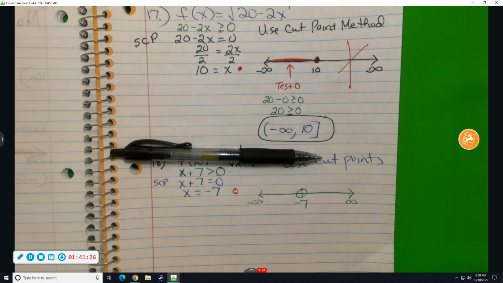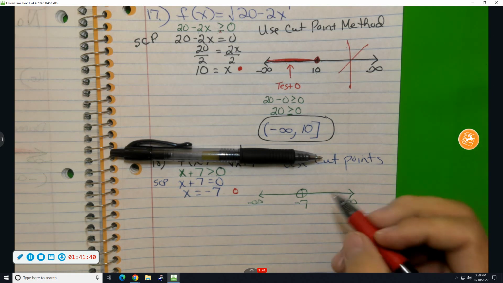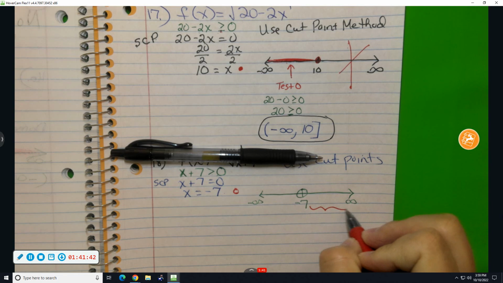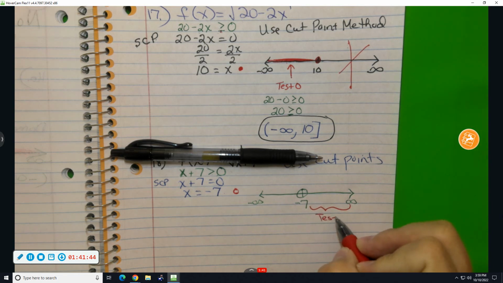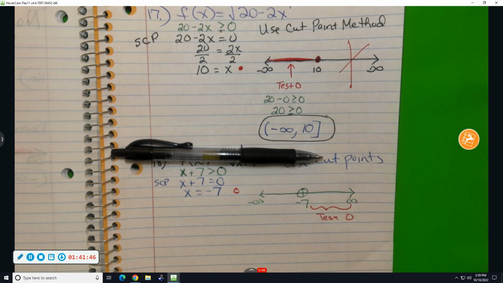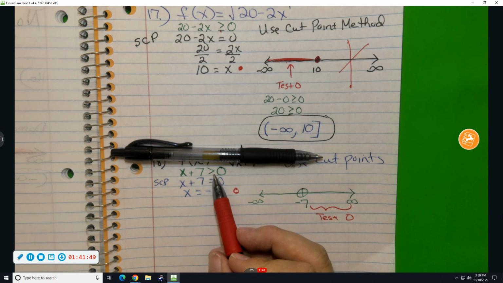What do y'all think I'm going to test? 0? Where would 0 be? Between negative infinity and negative 7? Or negative 7 up to positive infinity? Okay, so right here I'm going to test 0. I'm testing 0. I'm plugging it into that green inequality.